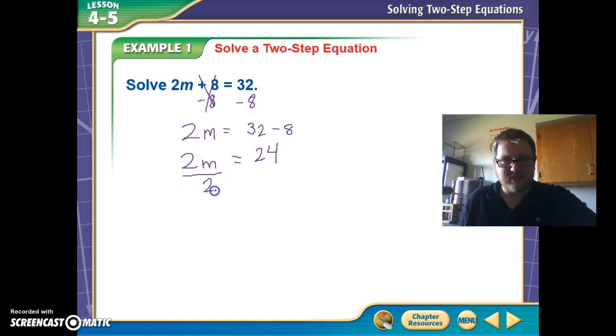So we're going to subtract 8, cross out the 8s. We're going to get 2m equals 32 minus 8, or simplifying it, we get 2m equals 24, because 32 minus 8 is 24. Now we just have our one-step problem. We'll just divide by 2, cross out the 2's, m equals 12. And so we can say twice 12 plus 8 is 32. So 24 plus 8 is 32.